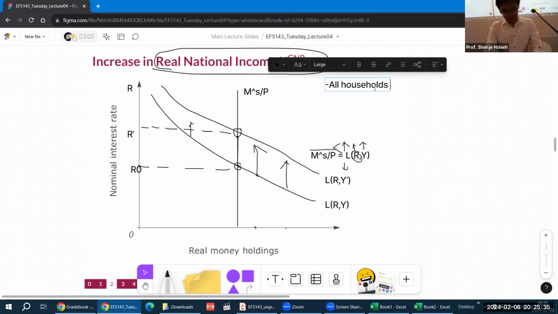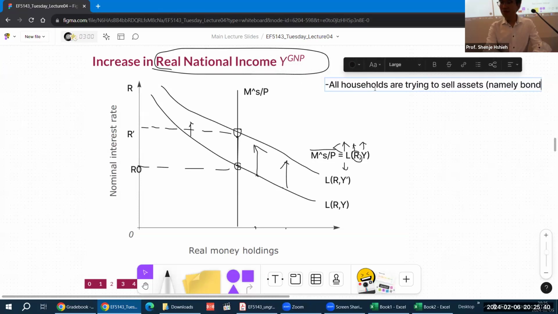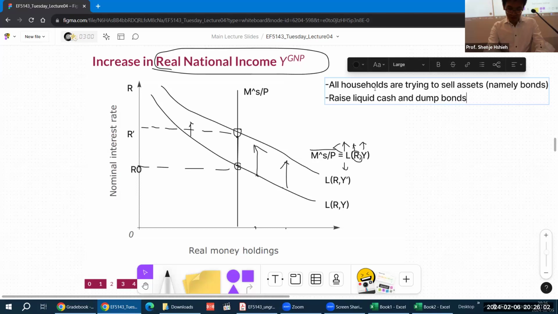All households are trying to sell assets, namely bonds, because everyone's wealthier, and everyone wants to consume because they're wealthier. They convert things to cash so they can buy things, obviously. So they will raise liquid cash and dump bonds. So bond prices decrease and bond yields increase.